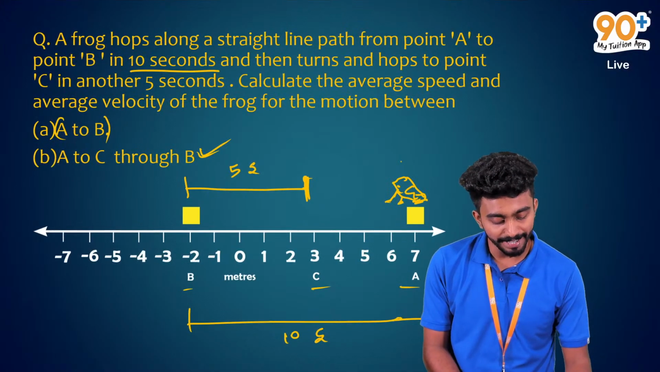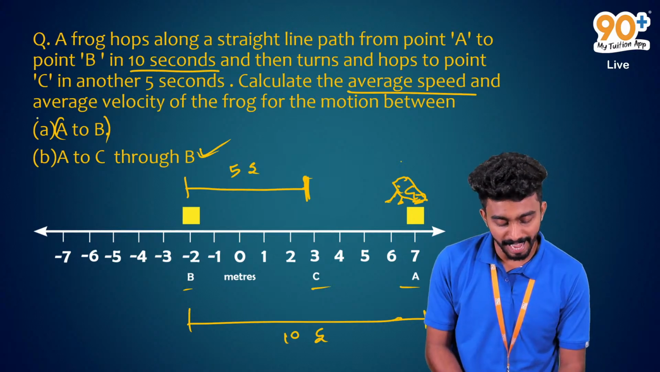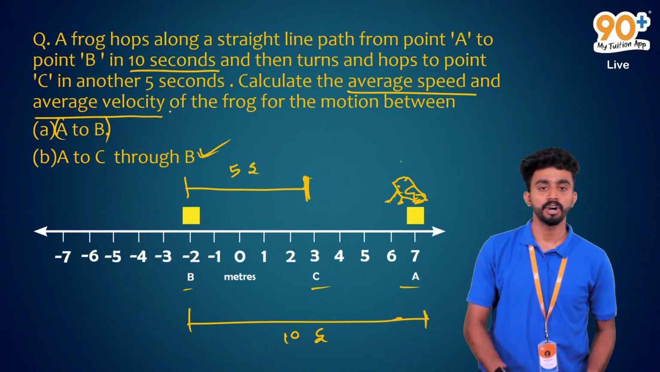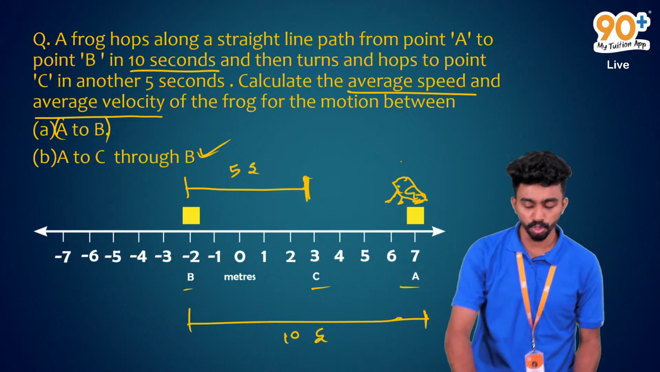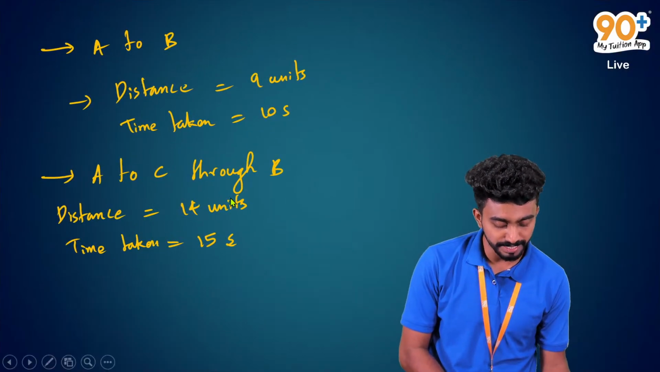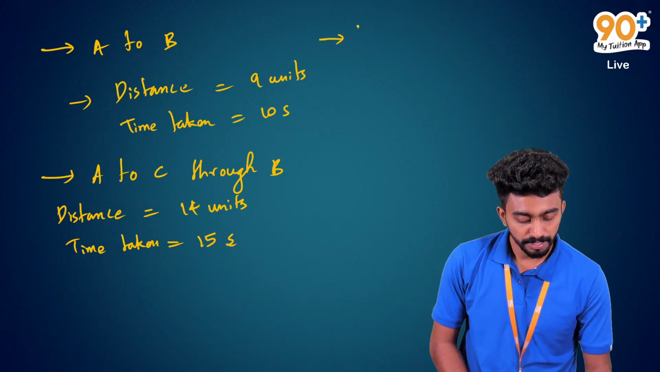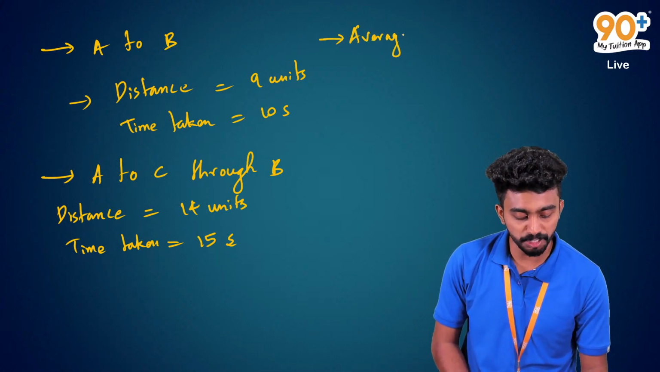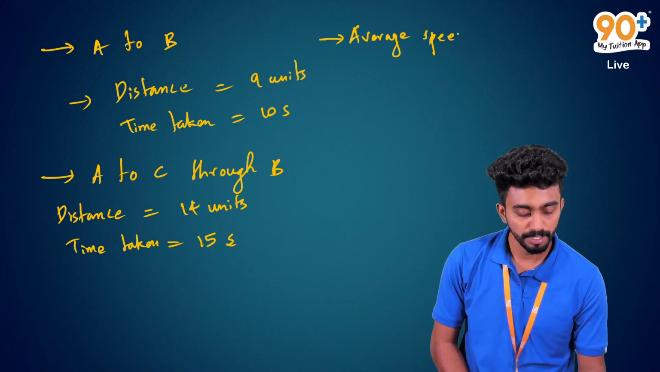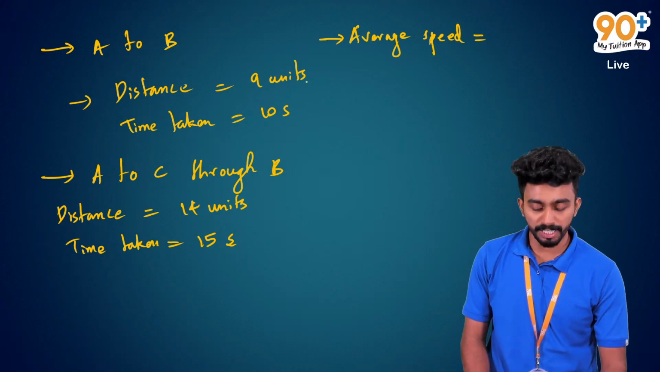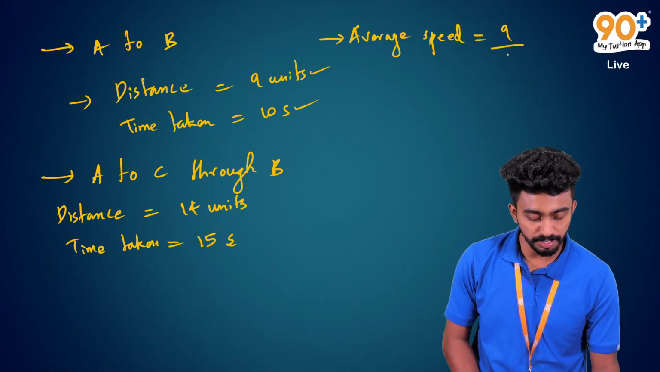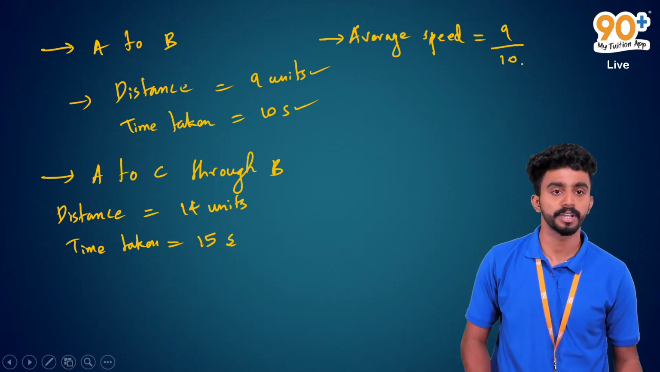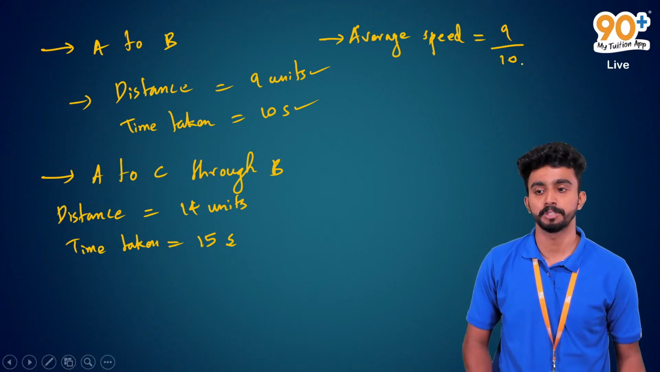Now, next, what should we do? We need to find the average speed and average velocity of the frog for the motion between each case, right? So in the first case, we need to measure the average speed. Average speed will be the total distance divided by the total time, right? So it will be 9 units divided by 10 seconds. Okay, this will be the average speed.